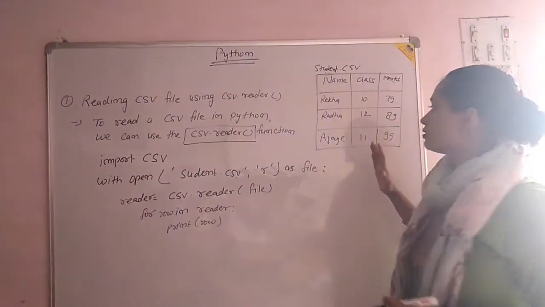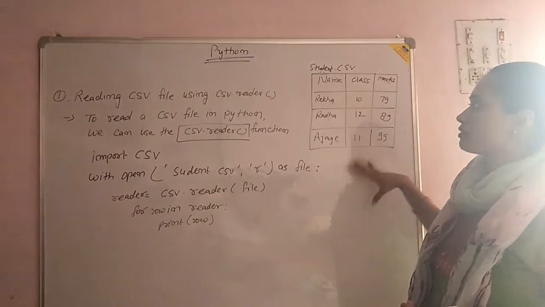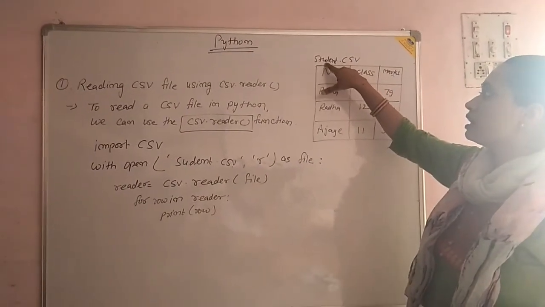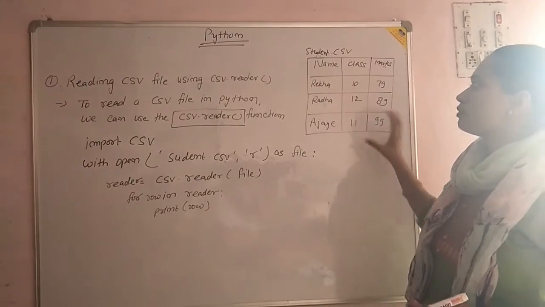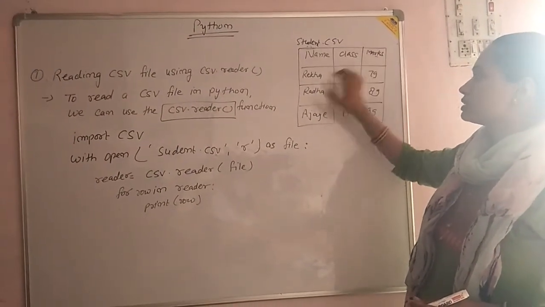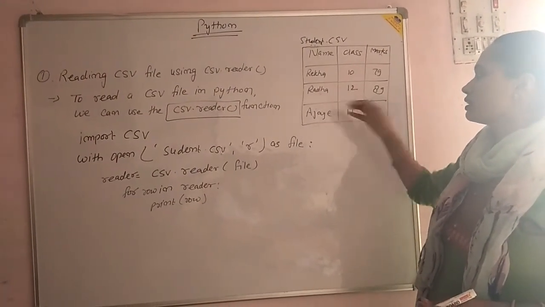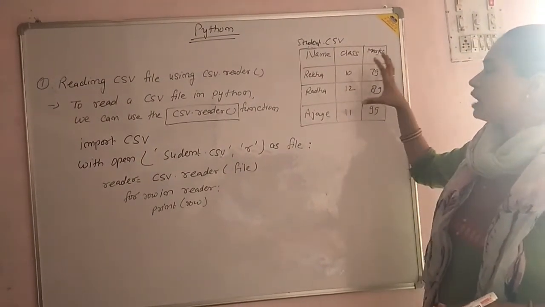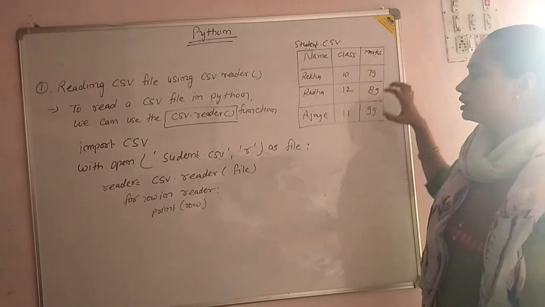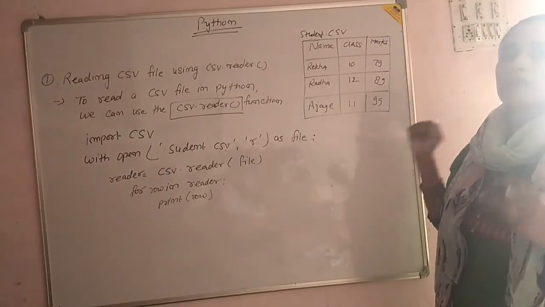Here I have taken one example. This is my one CSV file. I have saved it as student.csv, and I have this data in tabular form: name, class and marks. Rekha 10, 79, Radha 12, 89. I have these three records. So I just want to read all the data by using a Python program.